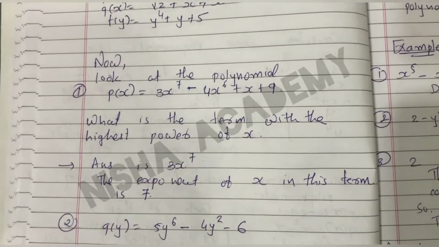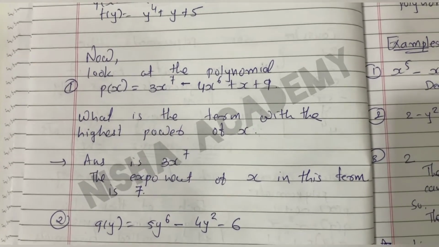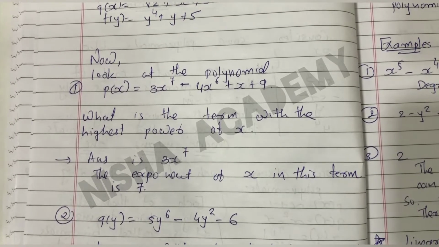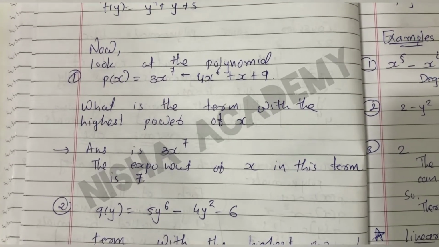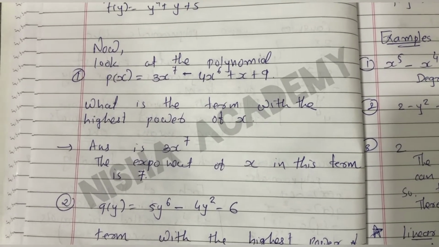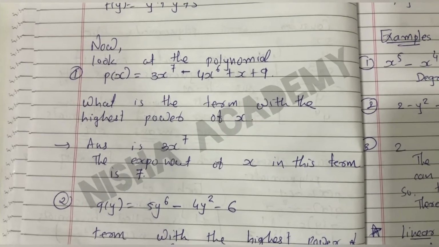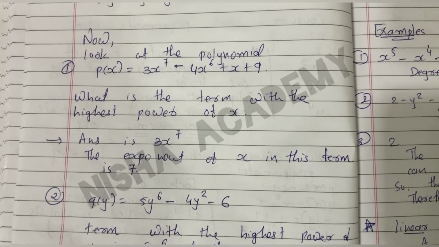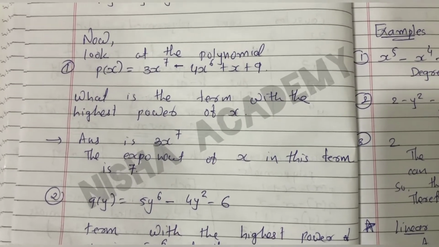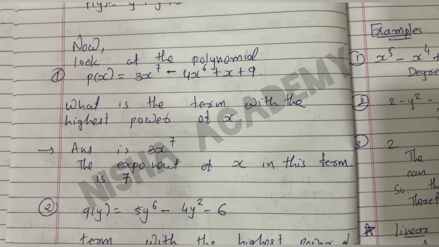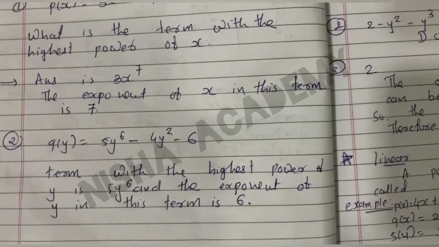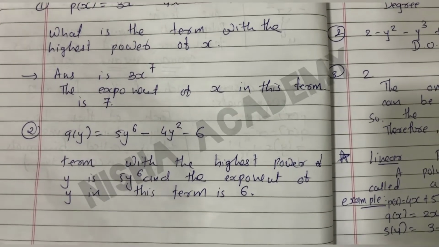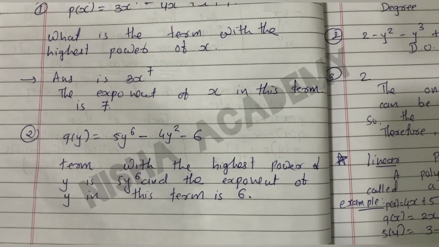Now look at the polynomials. First, p of x equal to 3x raised to 7 minus 4x raised to 6 plus x plus 9. What is the term with the highest power of x? It is 3x raised to 7, because its exponent, its power, is 7. Here, which one has the highest exponent? The exponent is 6, so here the term is 5y raised to 6.